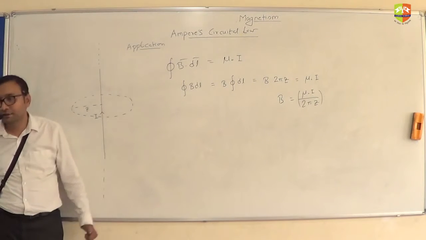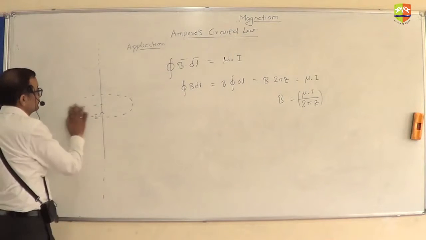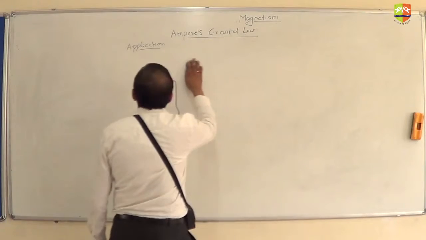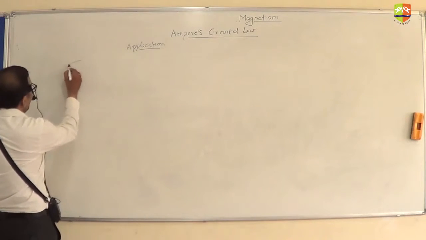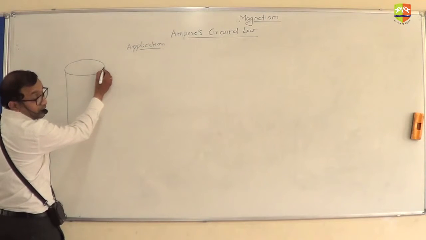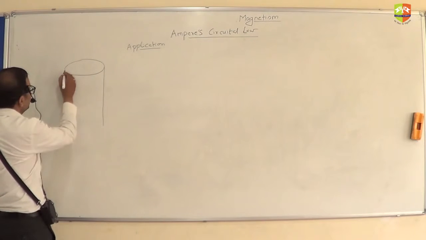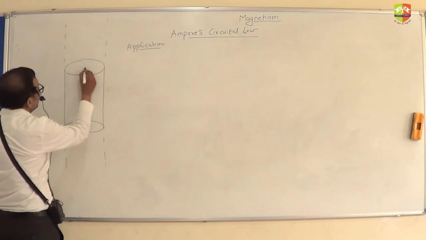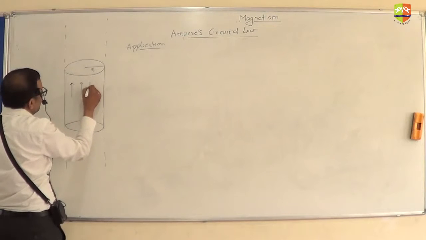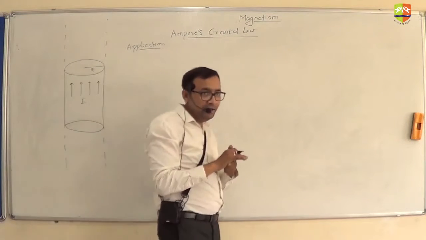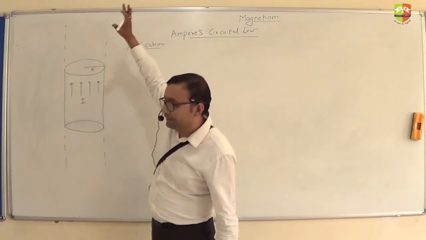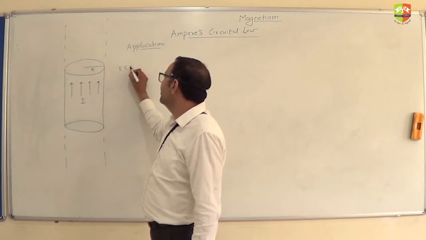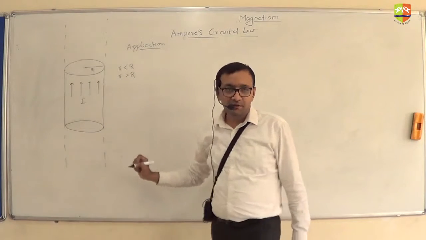Let's take a numerical on whatever you have done just now. I'll write down 2 questions, solve both of them, and then we'll end the class. You have a solid cylinder, which is infinite. The radius of the solid cylinder is R. Total current I is distributed over the area of the solid cylinder and the current is going like this. You have to find the magnetic field when r is less than capital R and when r is greater than capital R. This is question number one.